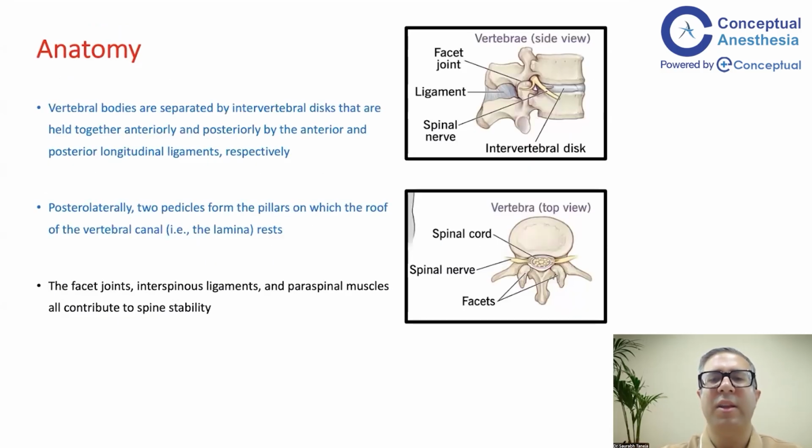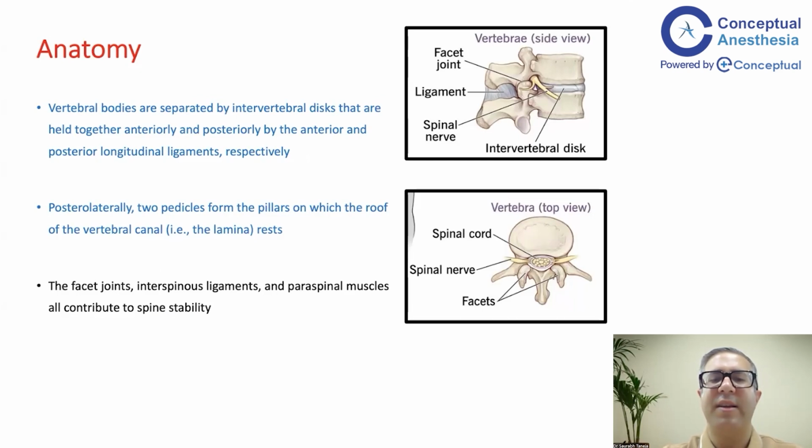Now vertebral bodies are separated by the intervertebral disc that are held together anteriorly and posteriorly by the anterior and posterior longitudinal ligaments respectively. So between the two vertebrae, there is the intervertebral disc, and we have anterior and posterior longitudinal ligaments.